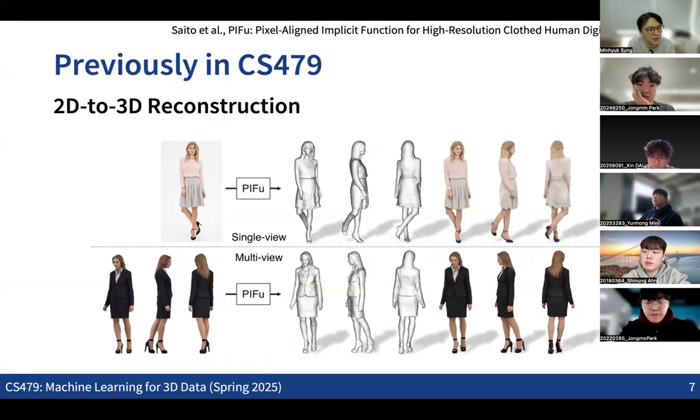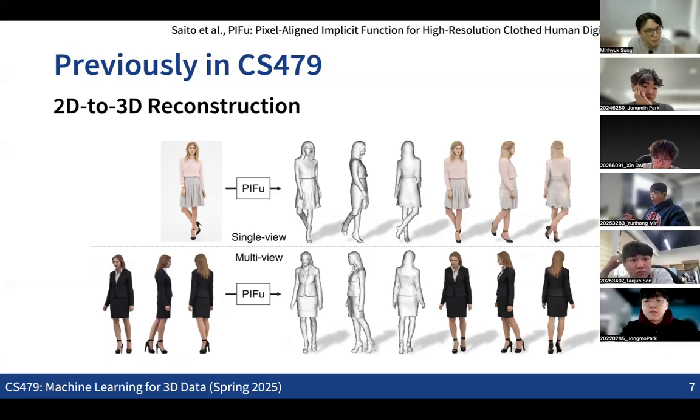We also discussed how we can make a better integration between the input image encoder and the 3D decoder, not taking the global features for the 3D output generation, but taking the per-pixel features to predict either the signed distance or the occupancy information for the corresponding 3D point. So this was also the basic idea for the PIFu architecture.